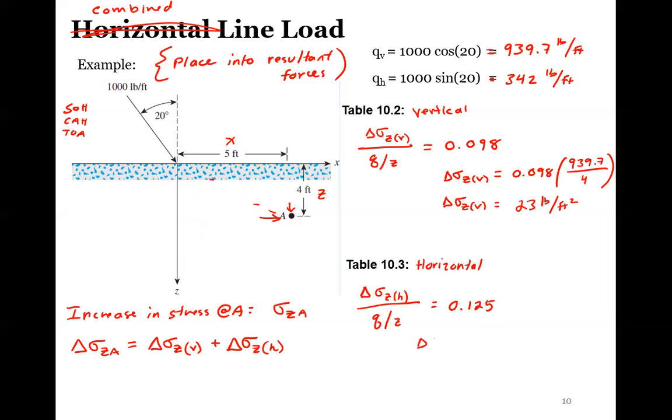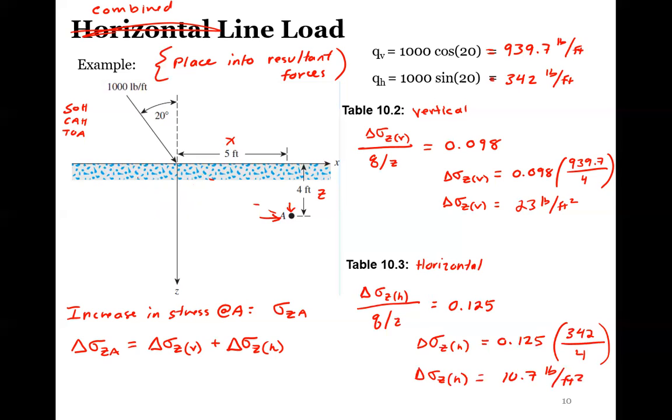So H, same as before, 0.125. Although our influence value is higher, our original horizontal stress is lower. So what we see is that this delta H is only 10.7 pounds per square foot.